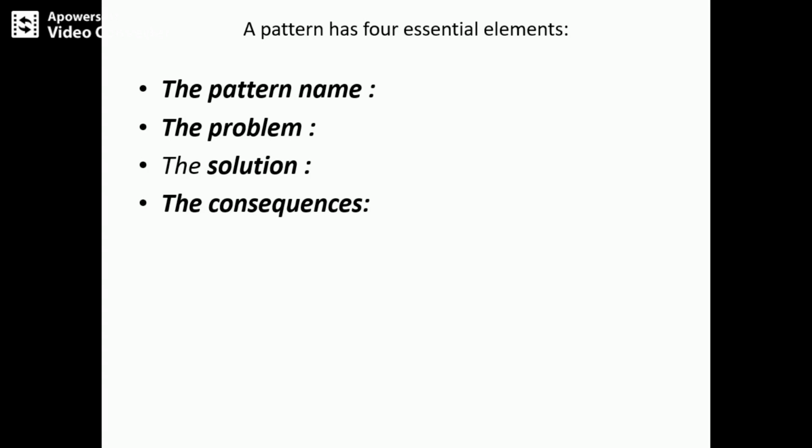The second essential element is the problem. With this, we can describe when to apply the particular pattern and how to represent an algorithm as an object. Describing the problem also makes it easy to communicate. The third essential element is the solution. This describes the elements that make up the particular design, which speeds up the design, and also their relationships, responsibilities and collaboration.